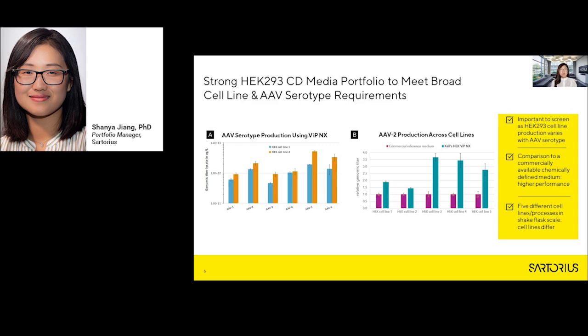As shown in Figure B, Xcell's HEK-VIP-NX medium consistently produced a significantly higher titer of AAV2 than a commercially available reference medium in all 5 different HEK cell lines. From these data, we can see that it's important to screen for multiple cell lines and multiple culture media. We encourage you to try the kit in your own lab to select your best cell line and best media.